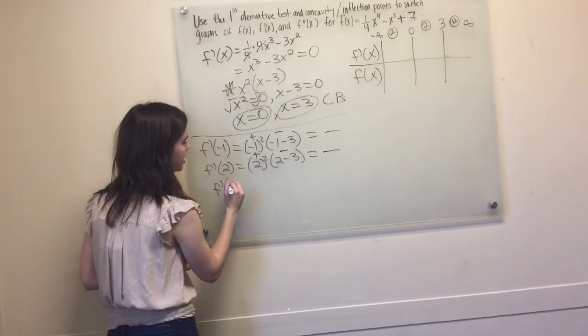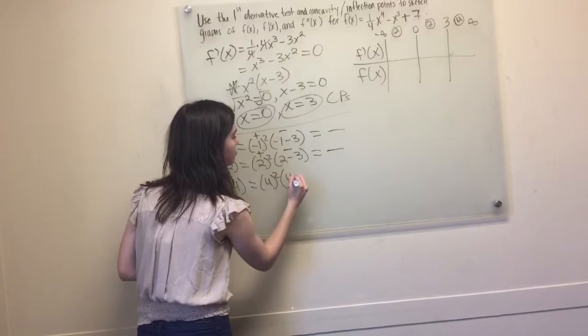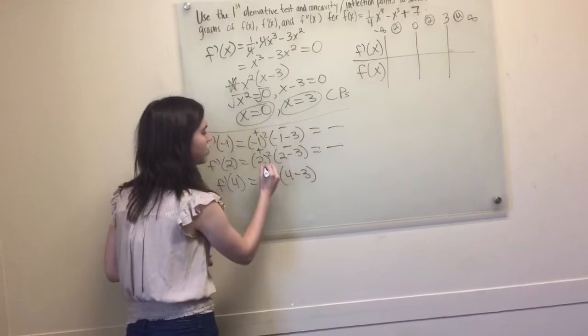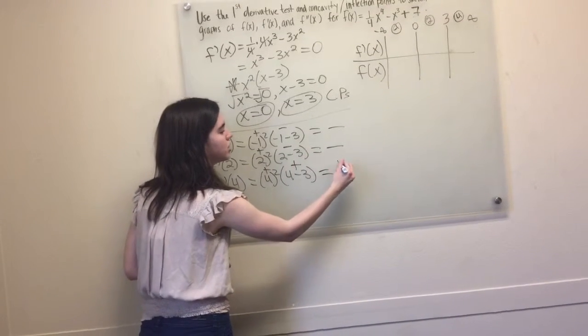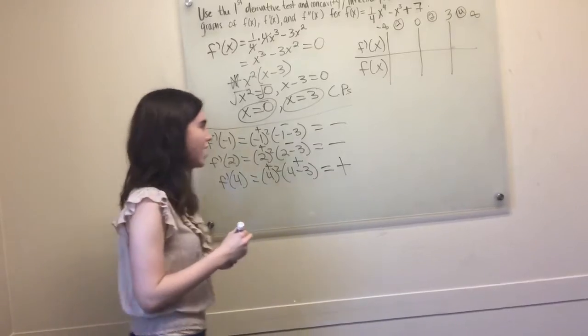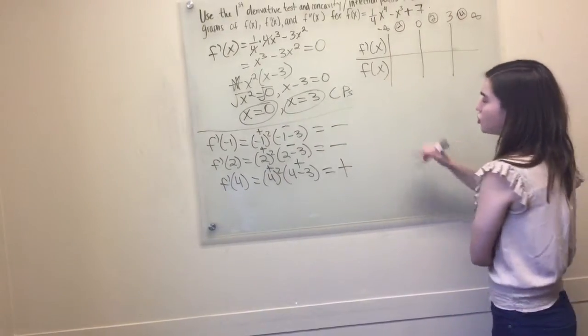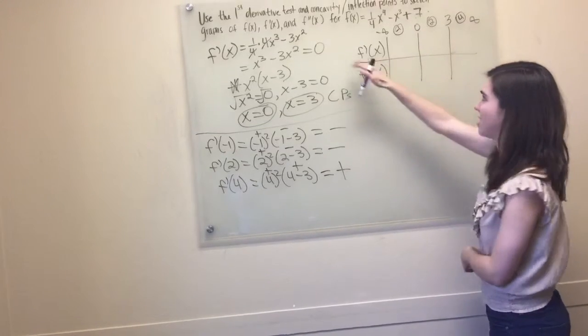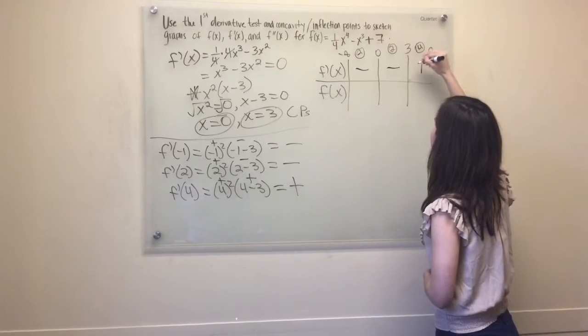And then when we plug in 4, we get 4^2 times (4 - 3). 4^2 is a positive and 4 - 3 is a positive, so a positive times a positive is a positive. After we find the signs, we plug them into the corresponding intervals for f'. So we have negative, negative, positive.